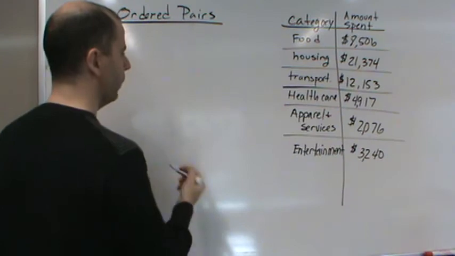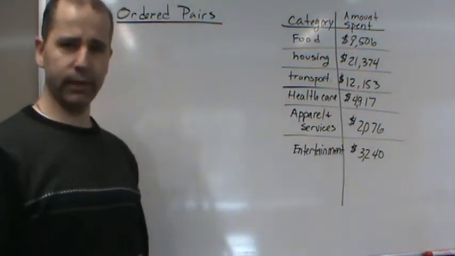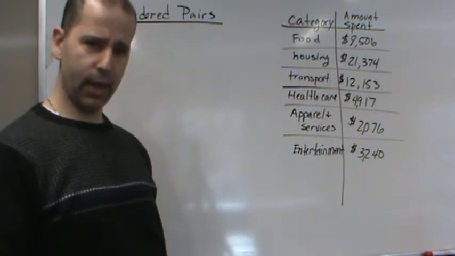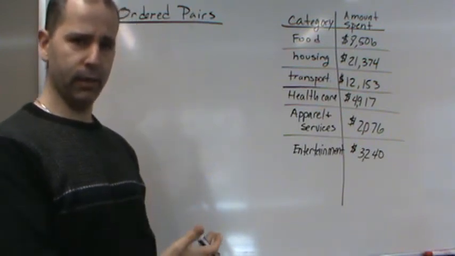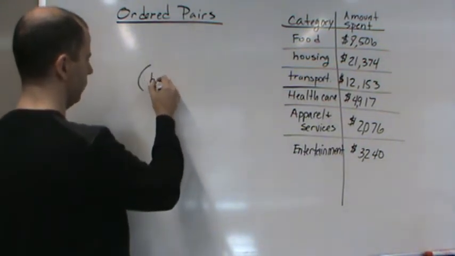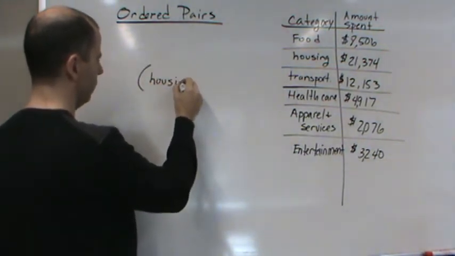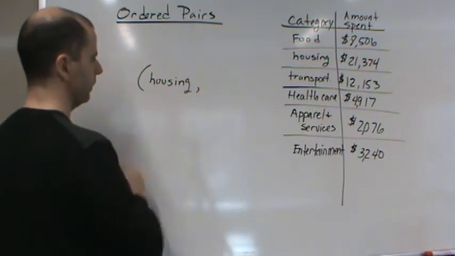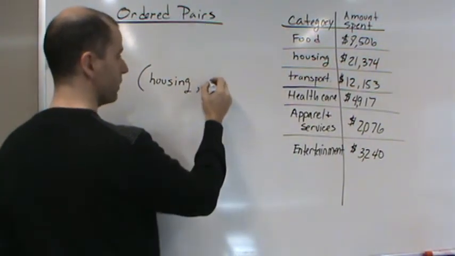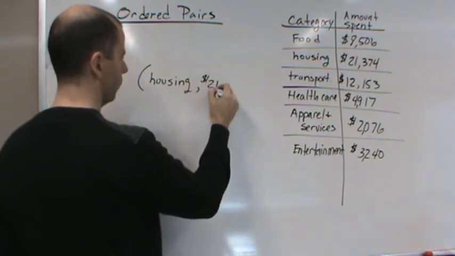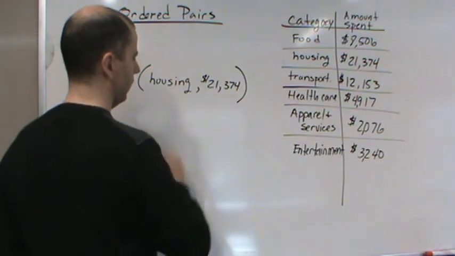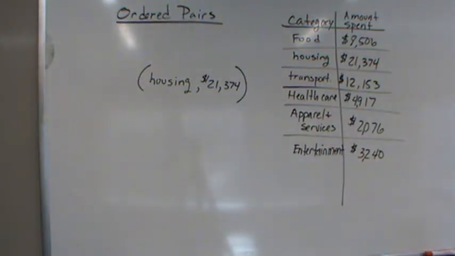How would I write the ordered pair that would tell me the amount of money that was spent on housing and the category? It would just be this. The category would be housing, comma, what was spent on housing? $21,374. So (housing, $21,374), and I'm done.